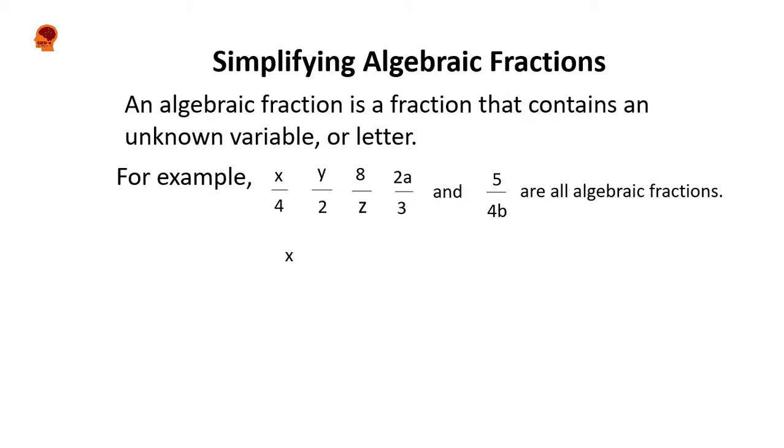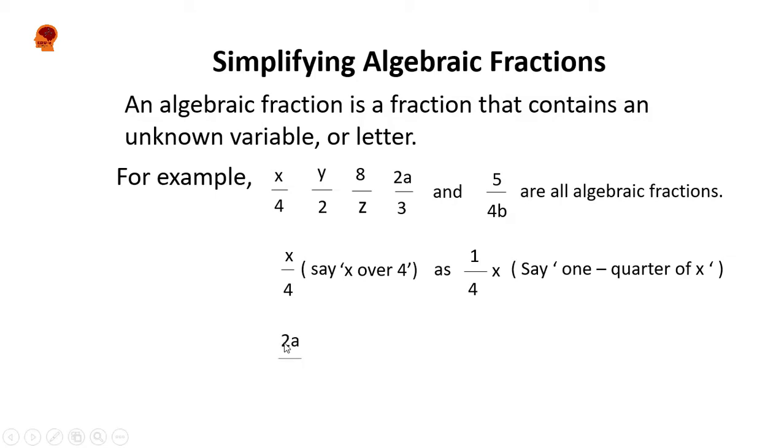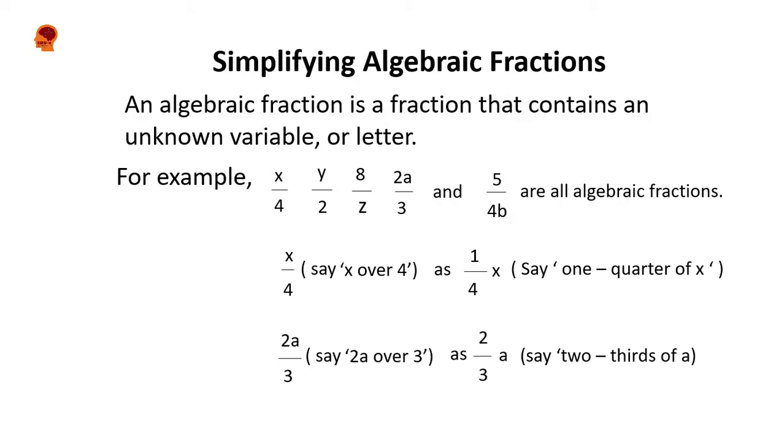You can write the fractions differently. For example, x over 4 can be written as 1 all over 4 times x. That's 1/4 of x. Let's take another example. 2a over 3 can be written as 2 over 3 times a, that's 2/3 of a.